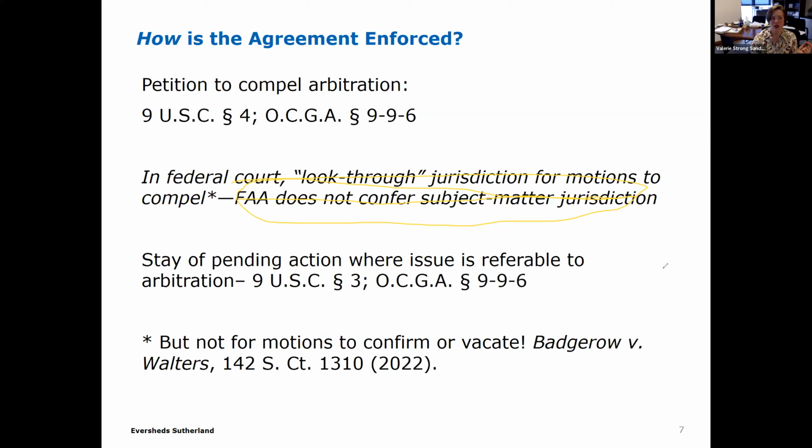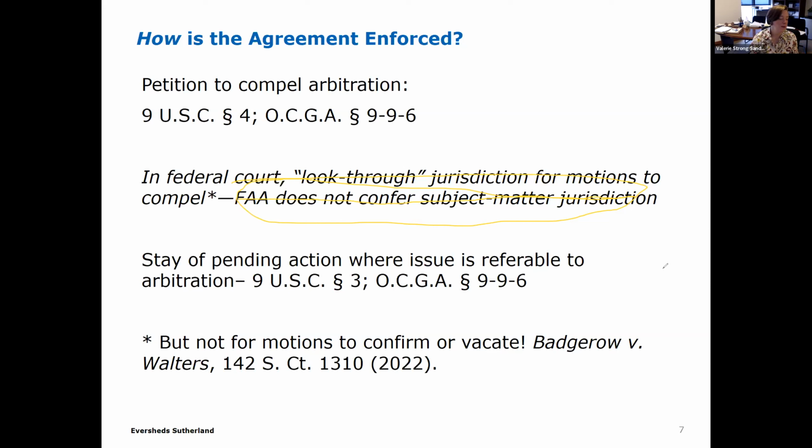So what do you cite for your jurisdictional basis? Well, the same thing you always do. You'll see this referred to as federal look-through jurisdiction for motions to compel arbitration, meaning the statute, actually, I should have it in front of me, but it says you can bring the motion or the petition in the federal court which, but for the agreement to arbitrate, would have subject matter jurisdiction, right?